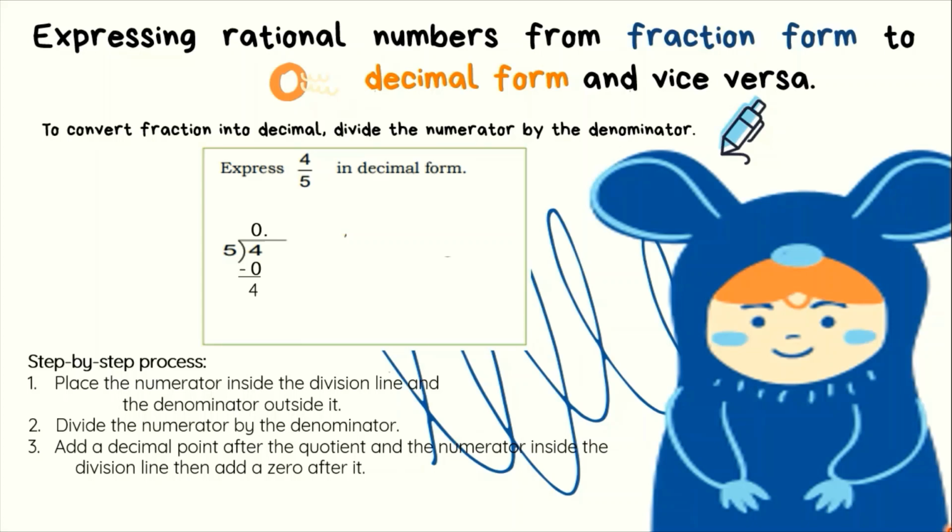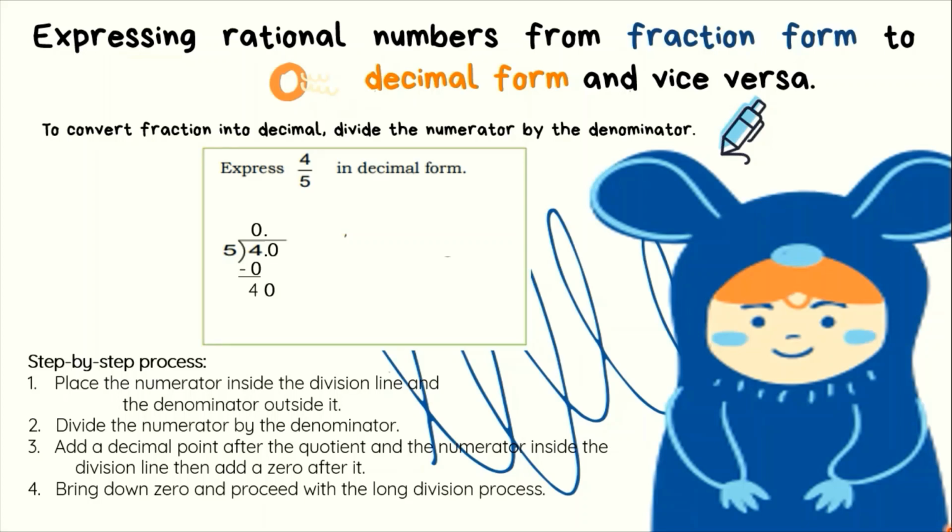Maglalagay tayo ng tuldok sa ating sagot sa taas after ng 0. Lalagyan din natin yung sa tapat niya after ng numerator. Magkatapat dapat yung mga decimal points ng ating quotient at ng ating numerator. After nating maglagay ng mga tuldok or mga decimal points, make sure to add 0 sa loob, katabi ng numerator. Then bring down 0 and proceed with the long division process. Dahil nag-add na nga tayo ng 0 dito, we can bring it down to make 40.